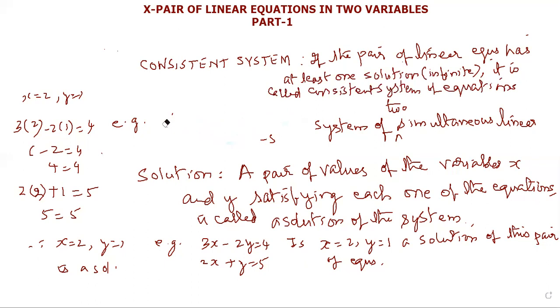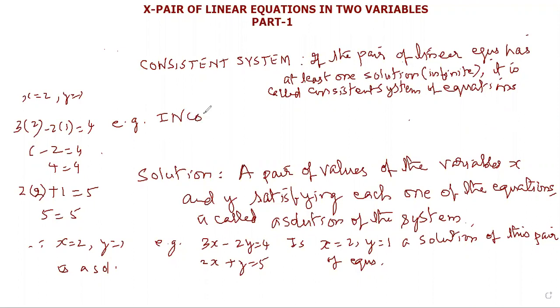An inconsistent system of equations means which has no solution. If the system of equations has no solution, then it's called an inconsistent system of equations. In short, if it has no solution.